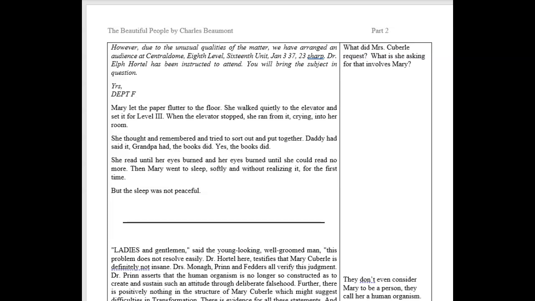Yours, Department F. So it makes you wonder, what did Mrs. Kuberl request? What is she asking for that involves Mary? Is she asking that Mary be forced into this, or is she asking for leniency?